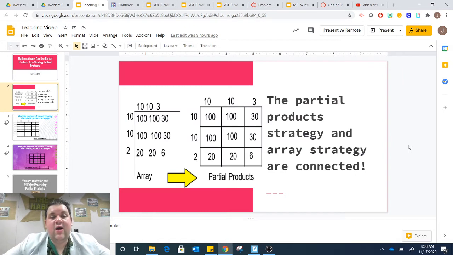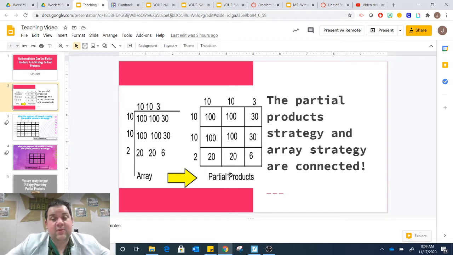We've been working really hard with building arrays over the course of about 2 weeks, and we've decided that we can take those factors and decompose them into their parts and then multiply those parts together in order to find the answer by building an array. Well, partial products is really similar, and you'll notice that there's a lot of similarities between these.